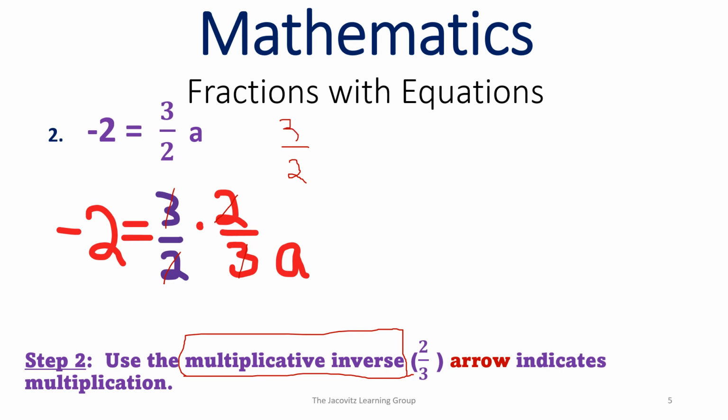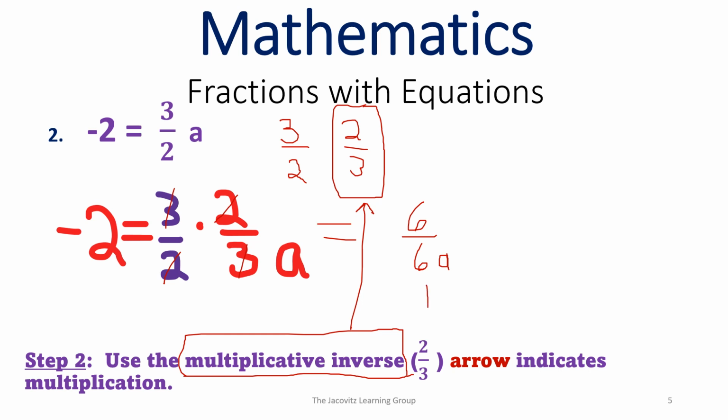What if I wanted to look at the mirror of this and I flipped it over? It would be 2/3. That's the inverse. So when you take the inverse, you cancel them out, because 3 times 2 is going to be 6, and 2 times 3 is going to be 6. So you would have 6 over 6a, which really is 1a, which leaves a by itself.